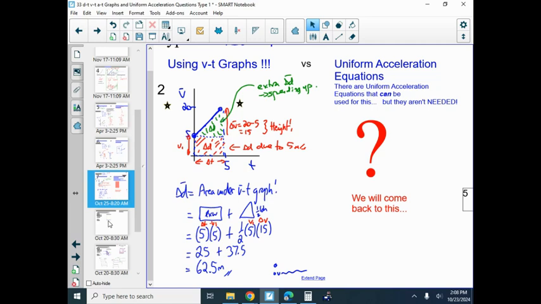I don't want you just YouTubing and cutting to the chase of the equation results, because I'm going to have on assessments "solve using VT graph method." You need to do it. It's mandatory.